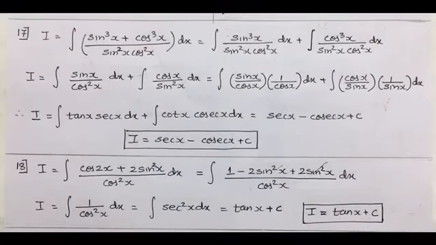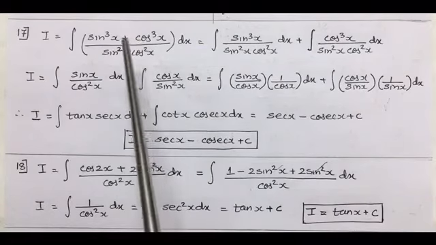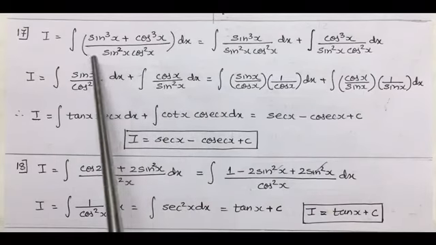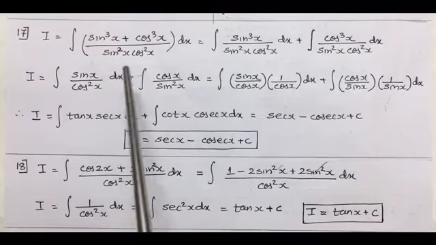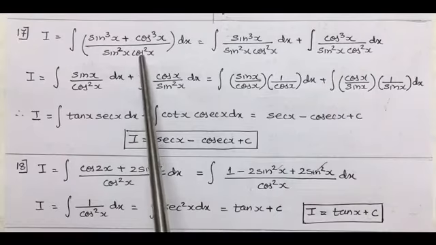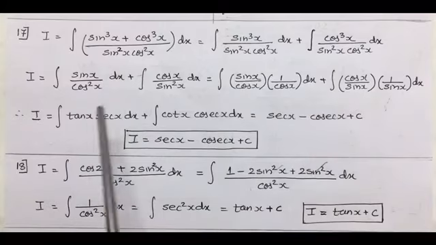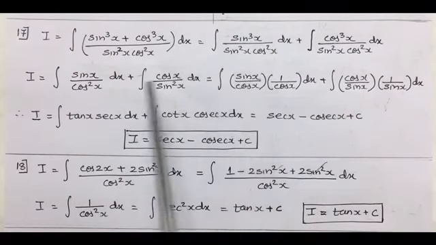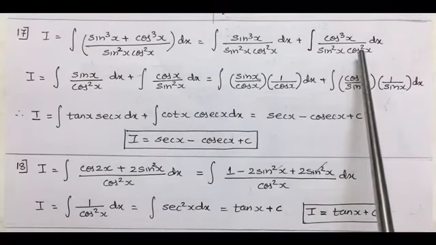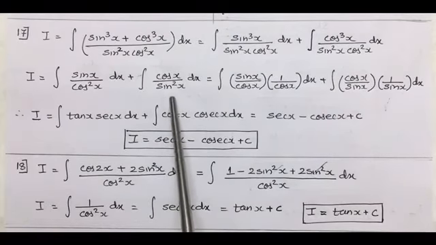17th one, it is given integration sin cube x plus cos cube x divided by sin square x cos square x dx. The easiest way to simplify this integration is to separately divide both terms by sin square x cos square x. So dividing them separately, we get this type of term. Sin square and sin cube will get cancelled to sin x. Cos square x remains as it is. Cos square and cos cube x will get cancelled to cos x. Sin square x dx remains.